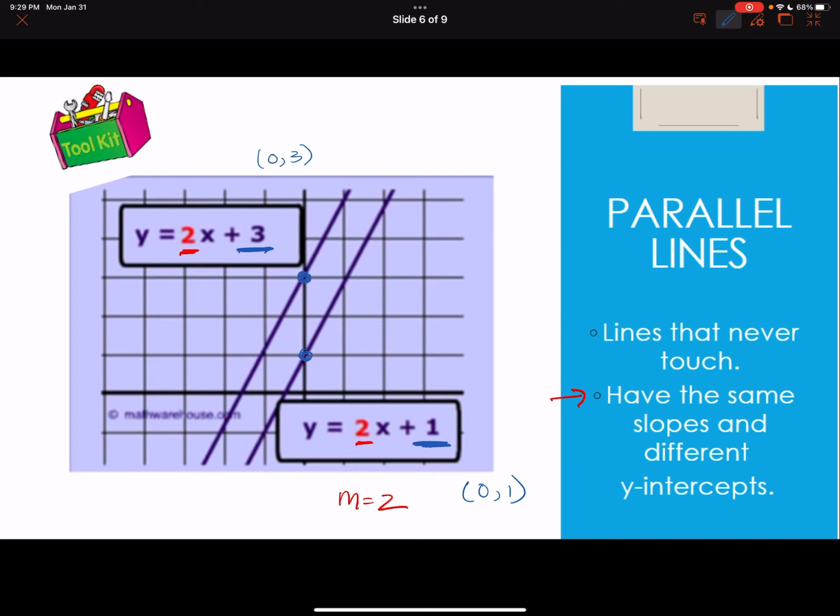That's really important, because if they both had the same slope and the same y-intercept, they would be the same line, right on top of each other. So in order for them to be different lines that are parallel, they have to have different y-intercepts in addition to having the same slope. If you need to pause the video, you can, and get this all down.